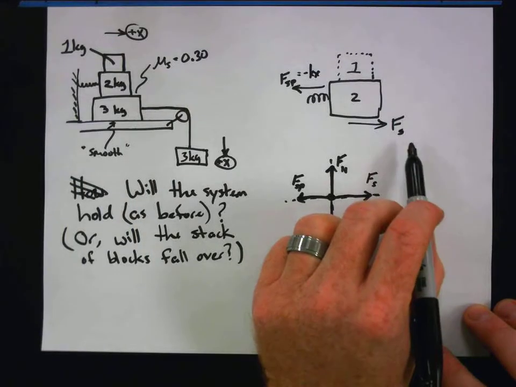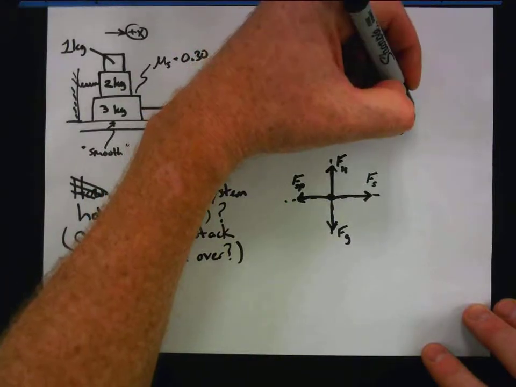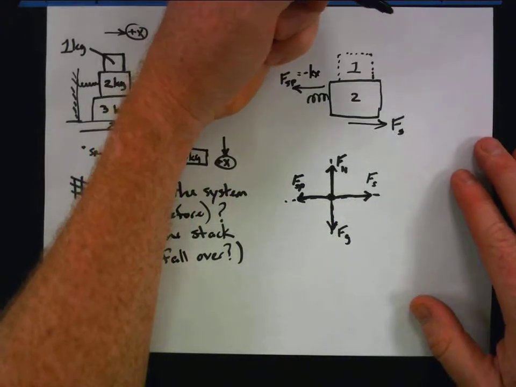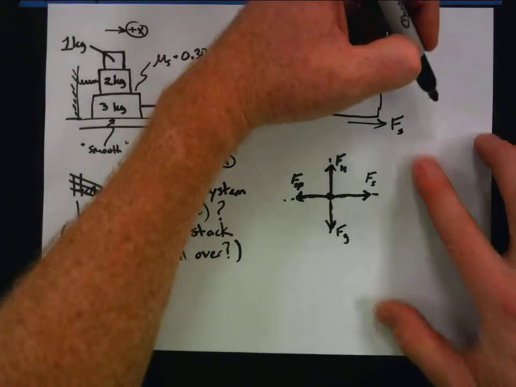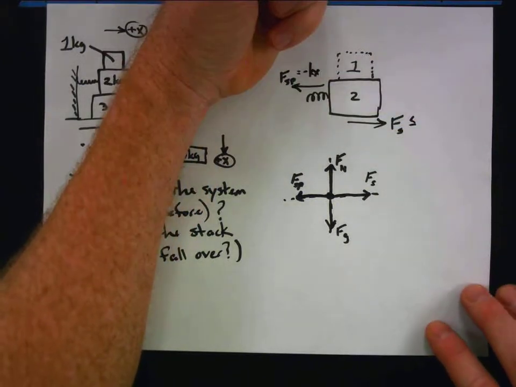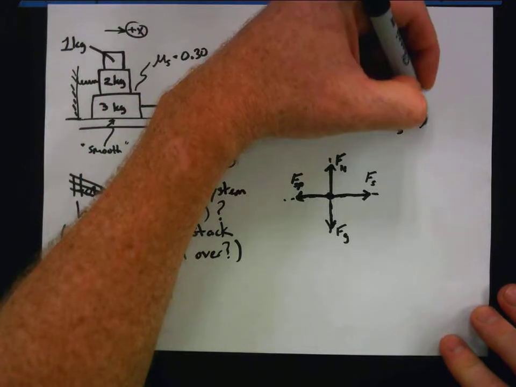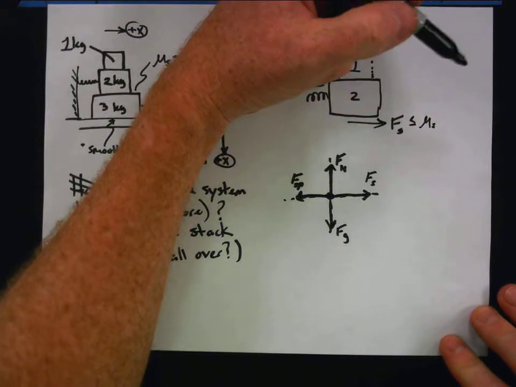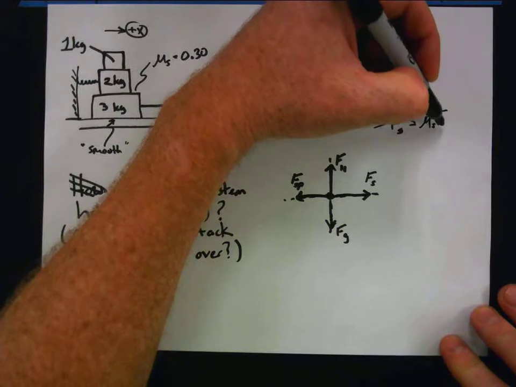But when we look at friction force, for static friction, it is going to be less than or equal to a certain maximum value. That maximum value comes from the coefficient of static friction multiplied by the normal force.